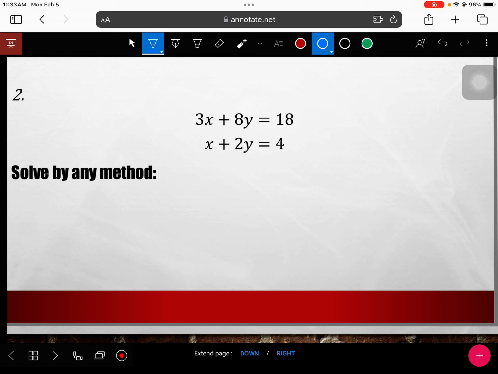Okay, so a vote for elimination. What do you think? Do you agree? Yeah. So most, yeah, elimination, I would agree. You could do substitution, but neither one of the X or Y variables is isolated. What would you do here? There's a couple of different things you could do to eliminate.